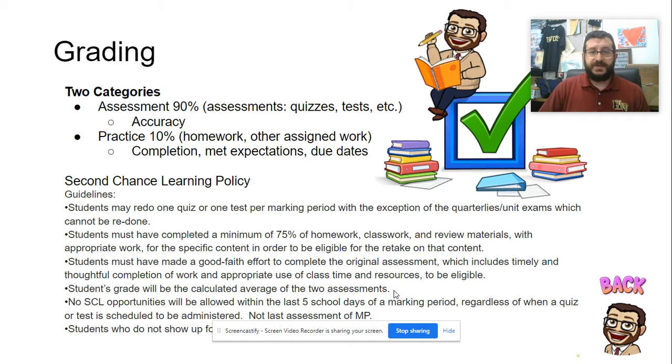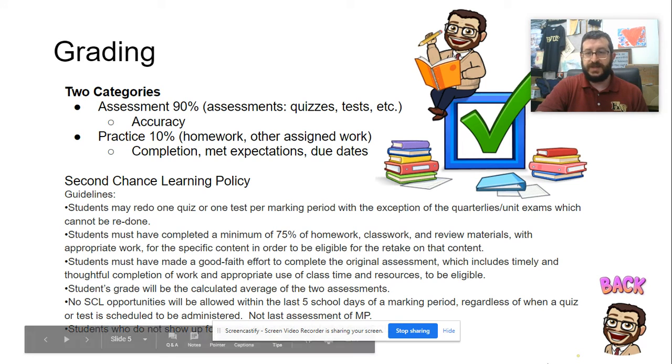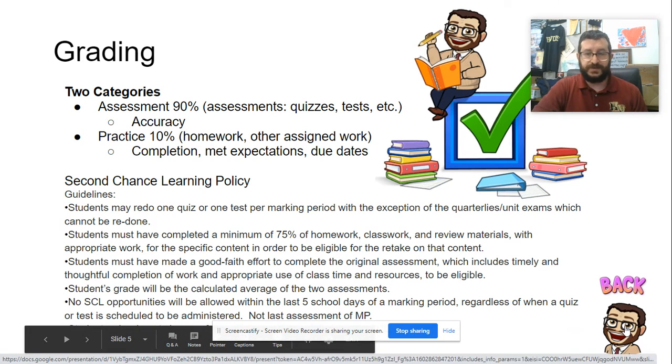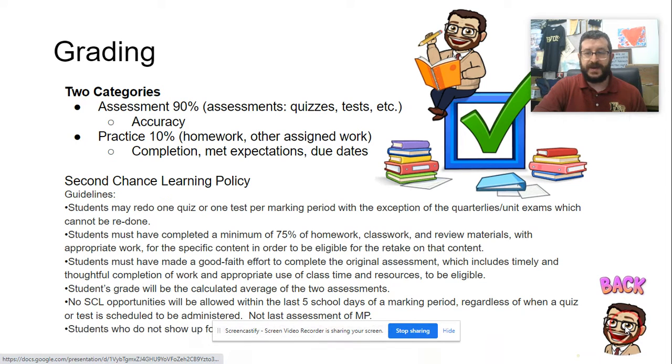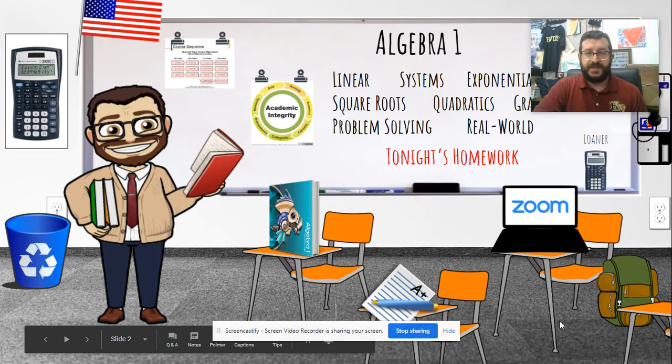The math department is unique. We average the 2 grades. So the first original grade and the second chance, they get added together, divided by 2, and that's what's going to change in the grade book. It's not just a total replacement, so please be aware of that. More of this information is found online in our second chance learning policy on the math department website.